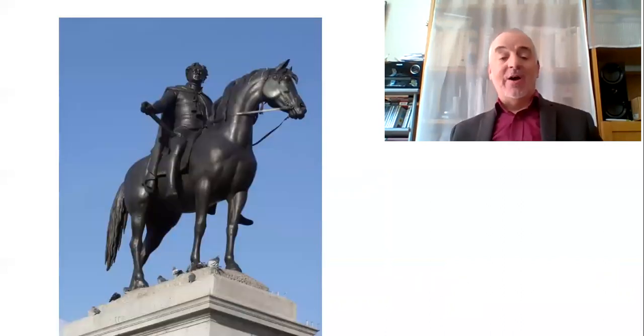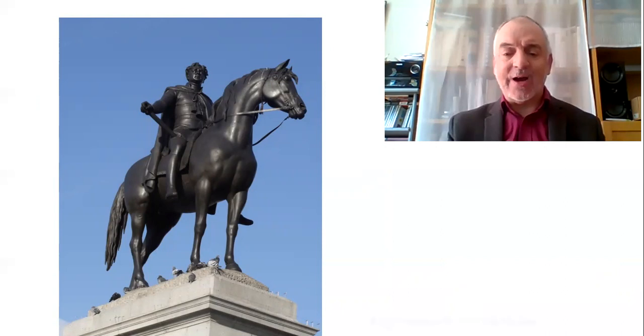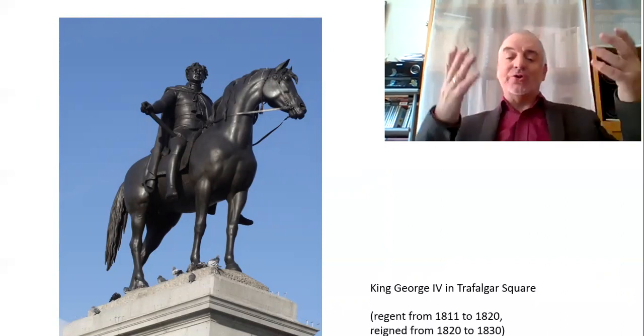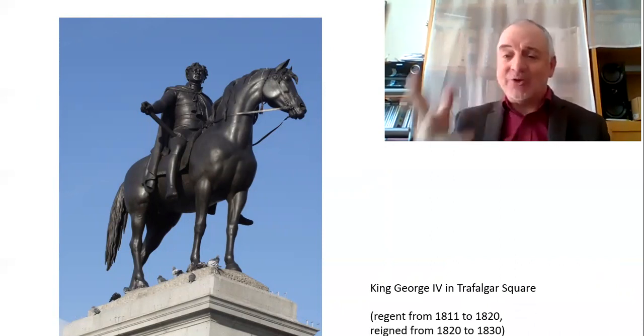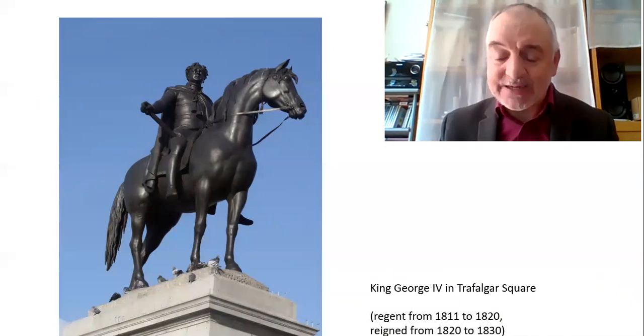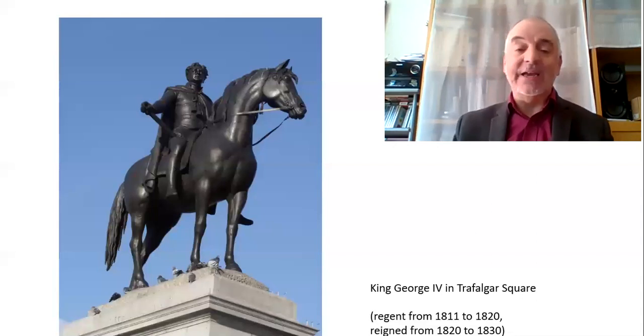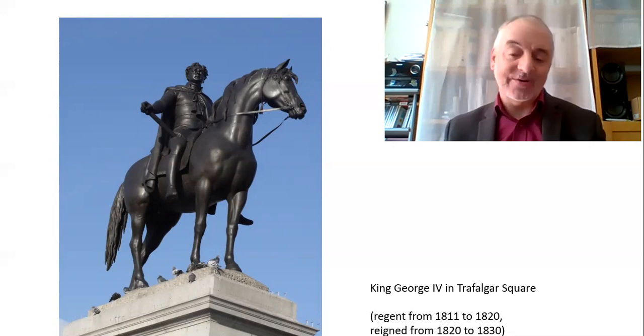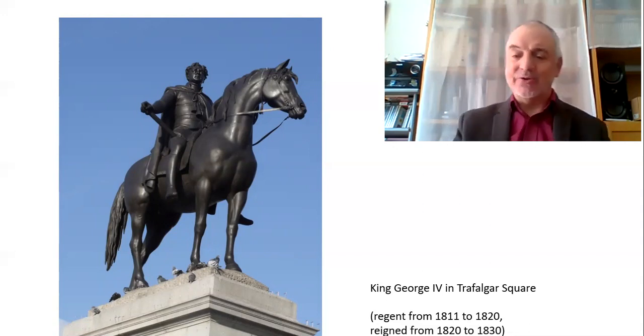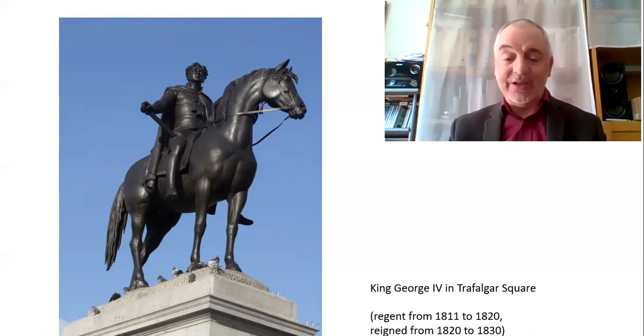Here you have another. I think this is also in Trafalgar Square. King George IV in Trafalgar Square. King George IV, as I'm sure you remember, was regent from 1811 till 1820, and then was king from 1820 to 1830. This is the Georgian period. Unsurprisingly, it was King George I, II, III, and IV in that order.